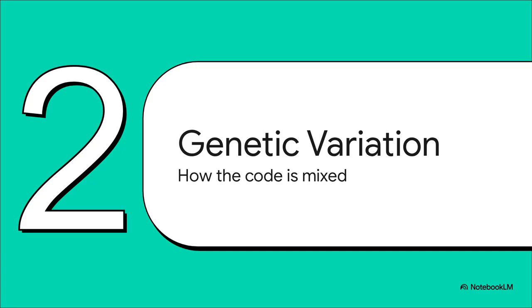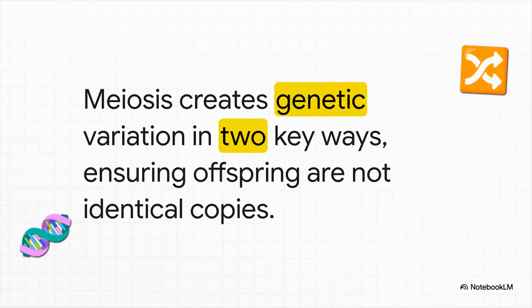All right, let's move on to our second section, genetic variation. It's not enough for this code to just exist. It has to be passed on. But it's not a simple copy and paste job. The way it gets passed down is actually what creates the incredible diversity we see all around us. The main engine driving all this variation is meiosis. That's the special type of cell division that creates sperm and egg cells. Now, meiosis has two key ways it shuffles the genetic deck: crossing over and independent assortment. We're going to focus on that first one, which is a huge source of genetic novelty.